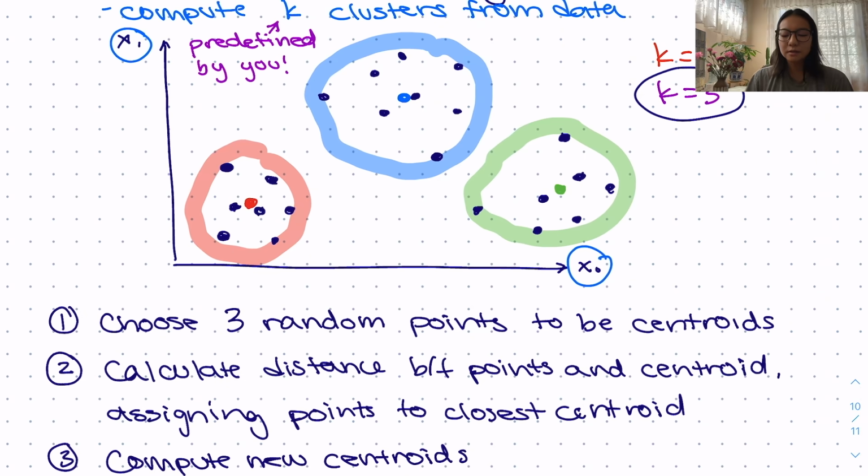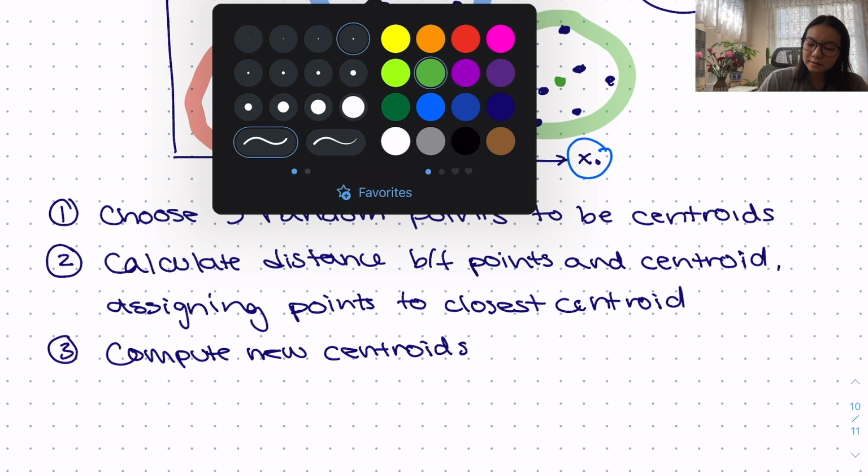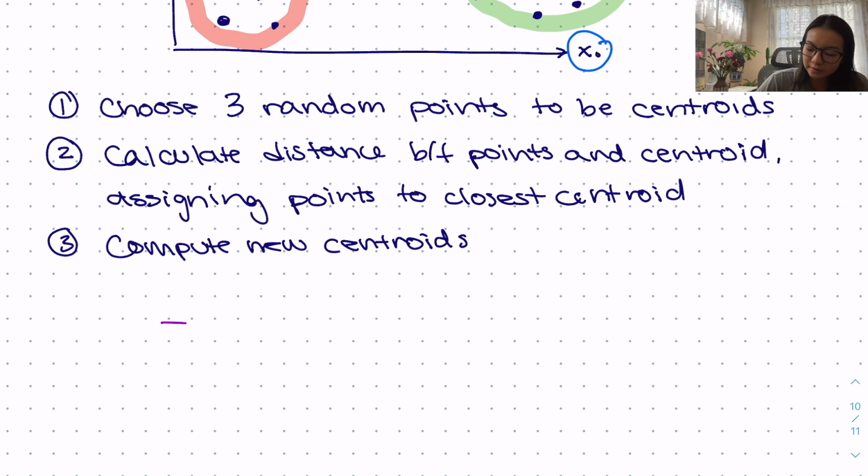And so now, because none of these points are really changing out of their clusters anymore, we can go back to the user and say, hey, these are our 3 clusters. Okay, and this process is something known as expectation maximization.